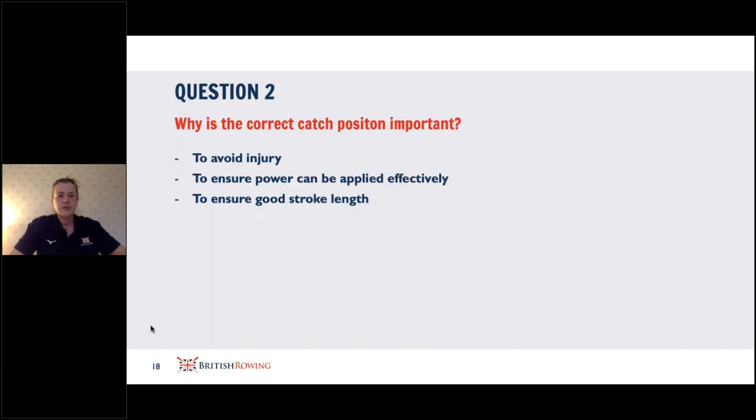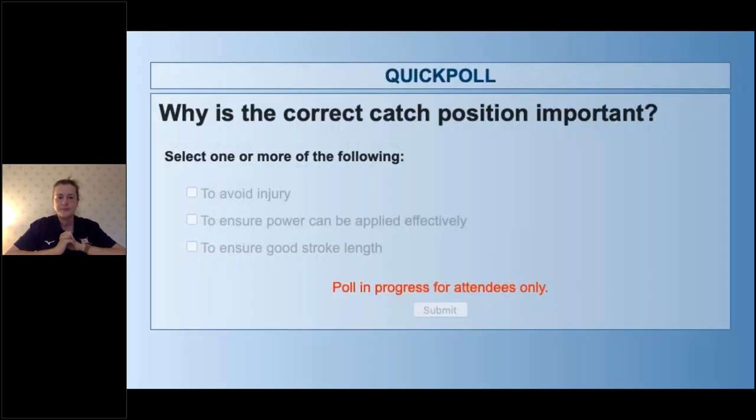So question number two for you is, why is the correct catch position important? Is it to avoid injury? Is it to ensure power can be applied effectively? Or is it to ensure a good stroke length? So James is just going to pop another poll up for you. You can have more than one answer if you want to. So just give you a minute to do that.